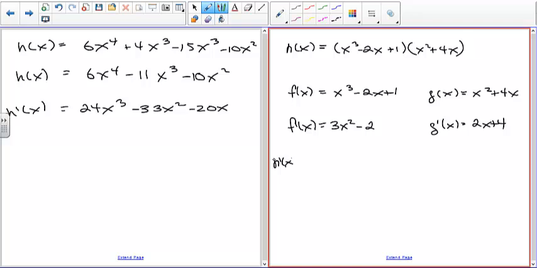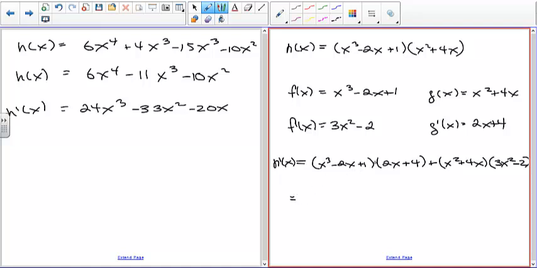So h prime of x is going to be equal to, so we'll take f of x times g prime of x, plus the other way around, g of x times f prime of x, like that. And we're going to multiply this out. So when you do, you don't really do FOIL because you've got 3 elements, but you basically take this times that, this times that. Then you take the middle term, multiplied by those 2 terms, and then the last term.